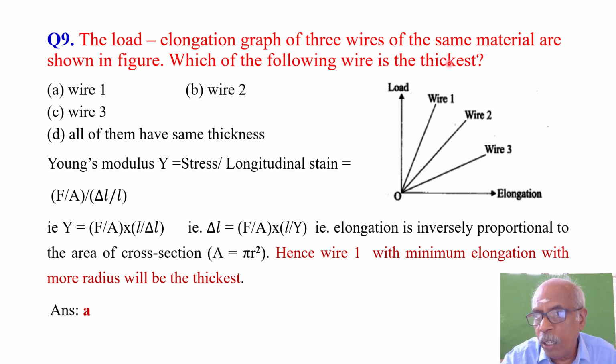So, out of these three wires, wire 1 has the smallest elongation. When compared to wire 2 and 3, wire 1 has minimum elongation. So, for minimum elongation, r will be greater. Simultaneously, its thickness will also be greater. So, which of the following wire is the thickest? Wire 1 will be the thickest. So, option A is the right answer.